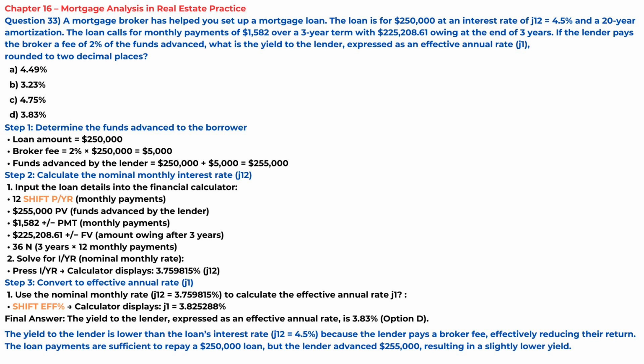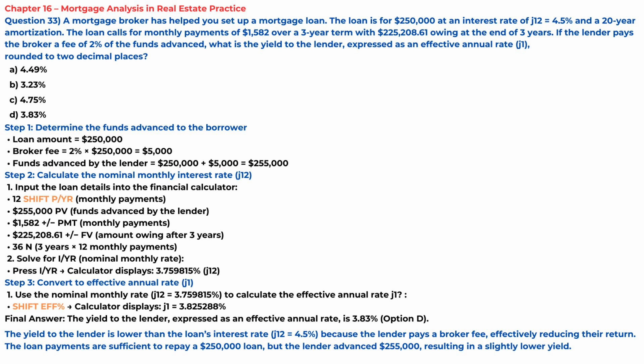The loan calls for monthly payments of $1,582 over a 3-year term with $225,208.61 owing at the end of 3 years. If the lender pays the broker a fee of 2% of the funds advanced, what is the yield to the lender, expressed as an effective annual rate J1, rounded to 2 decimal places?